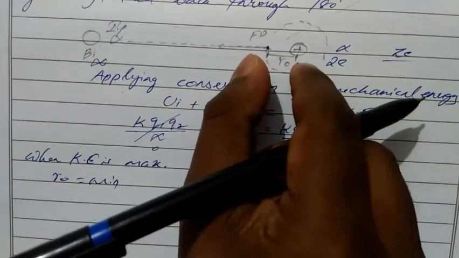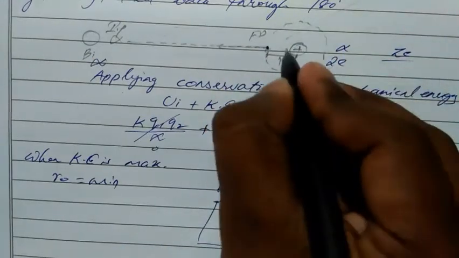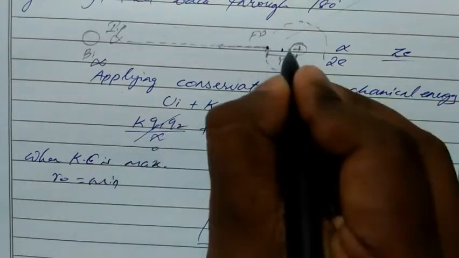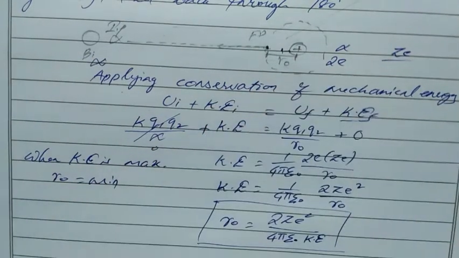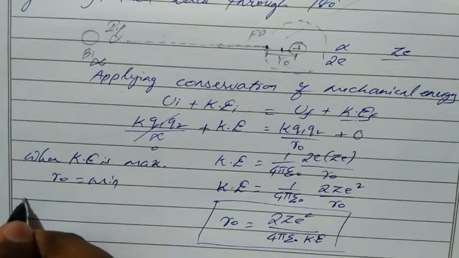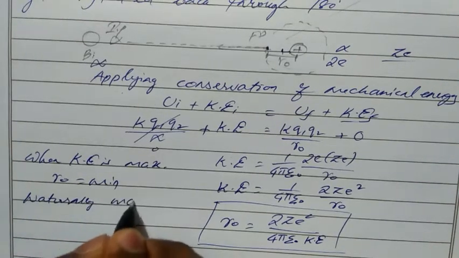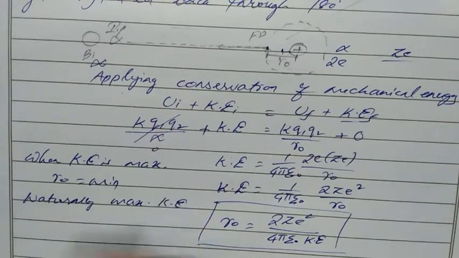Why? Initially this is R naught. When this alpha particle moves with extremely high speed, then it can move up to here. So now the R naught value will be minimum. Correct? So naturally the maximum kinetic energy of alpha particle will be 7.7 mega electron volt.